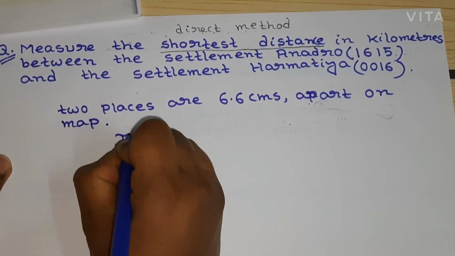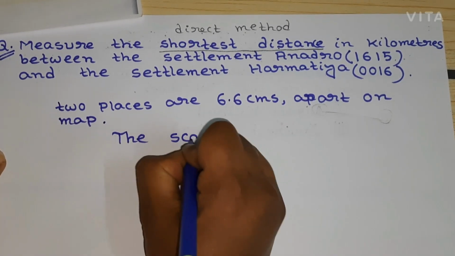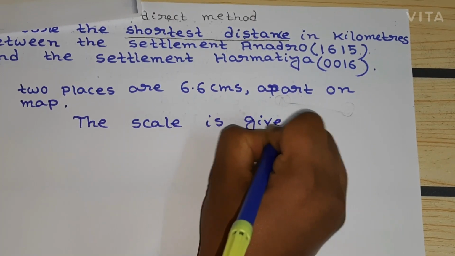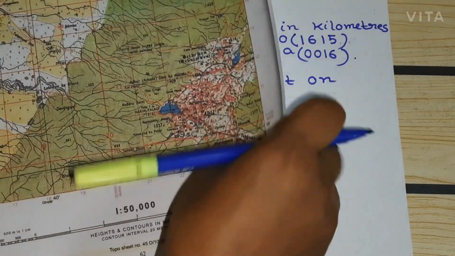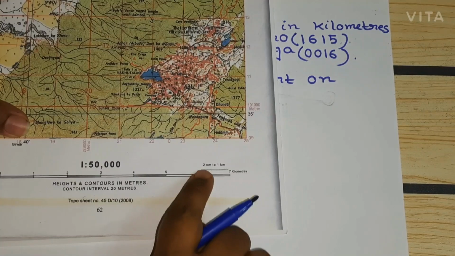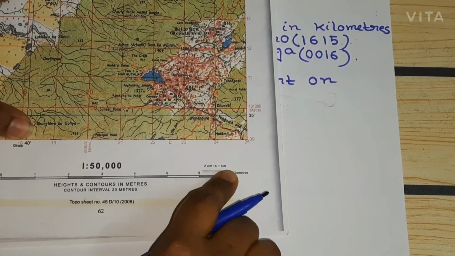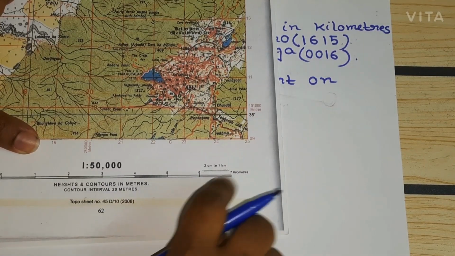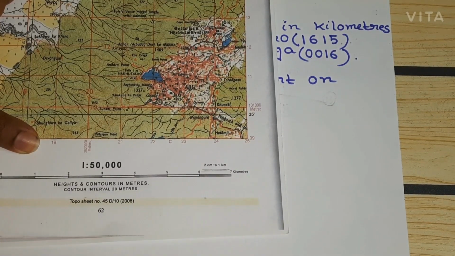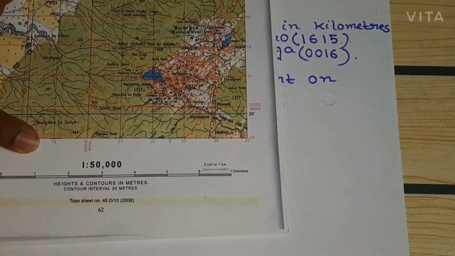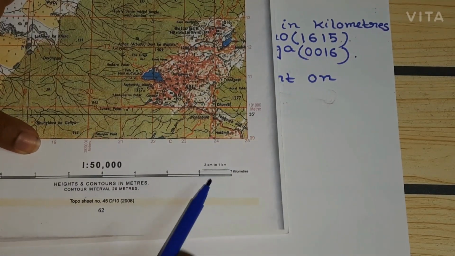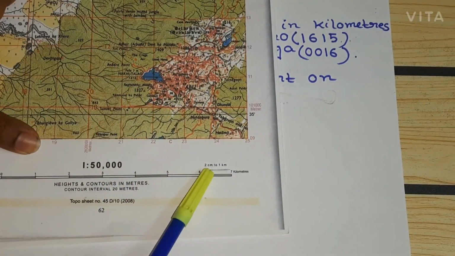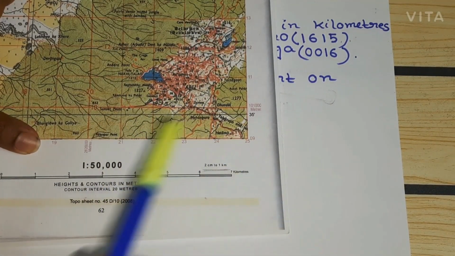Okay, so the scale is given. As I told you, always remember this is our scale, the statement scale: 2 centimeter to 1 kilometer. So we will use this scale to do the calculation. Don't forget this number. 2 centimeter to 1 kilometer means 2 centimeters on the map represent 1 kilometer on the ground.